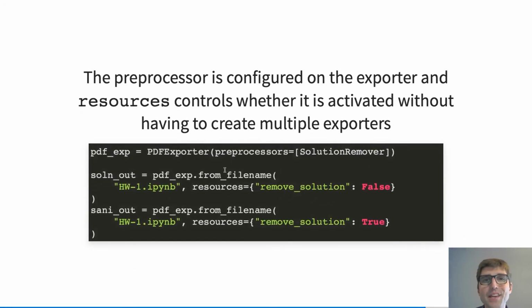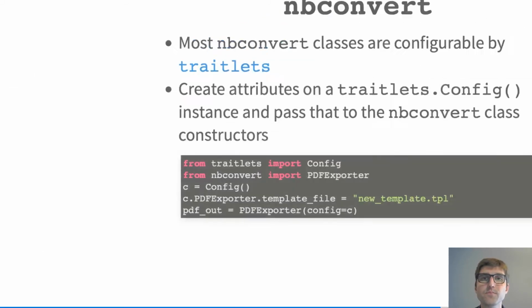To set this up in the exporter, we create an instance of the PDF exporter class from NBConvert and pass this preprocessors argument here with a list of all the preprocessors we want to apply, which allows us to use the exporter and the from_filename method to pass in the notebook we want to convert and the resources dictionary to produce the sanitized version. And we can do the same thing with a notebook exporter, which just turns one notebook into another notebook.